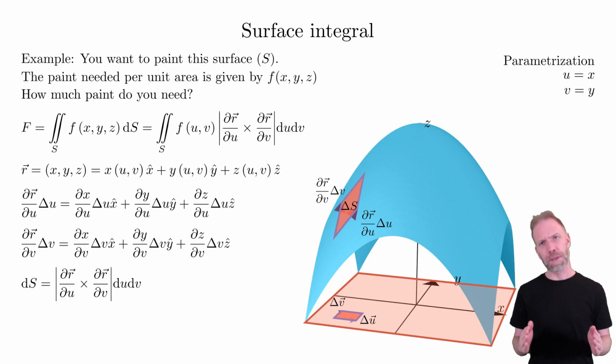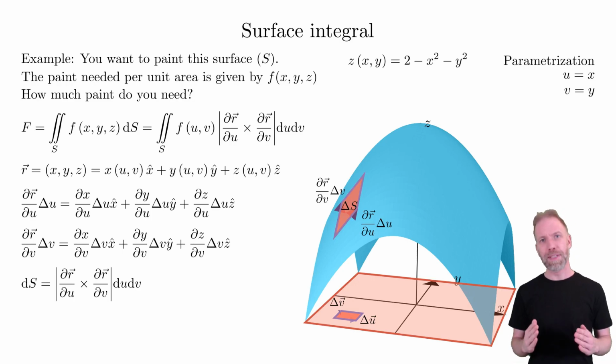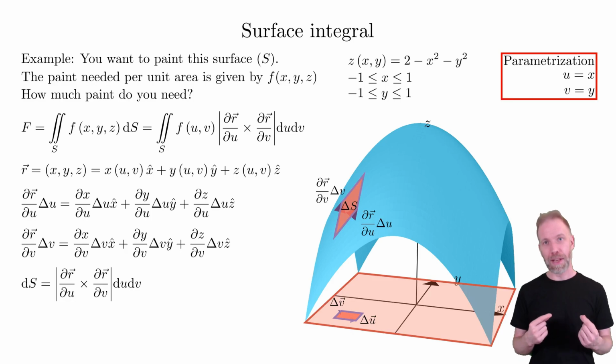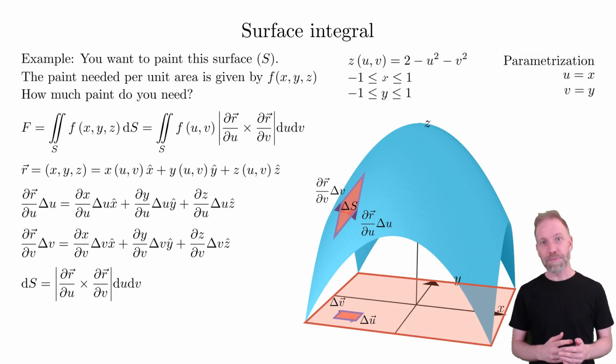Let us show an example. Say that z is 2 minus x squared minus y squared, which is the surface in the figure. The limits are that both x and y go between -1 and 1. The next step in the general method for solving these problems is to rewrite equations using the parametrization. It may be a bit silly here as u is x and v is y, but let's do it anyway to illustrate the method.